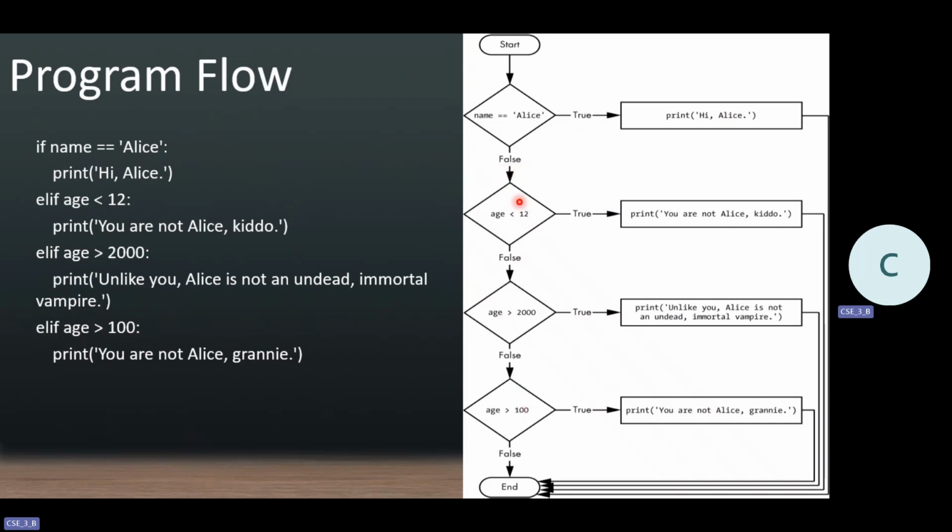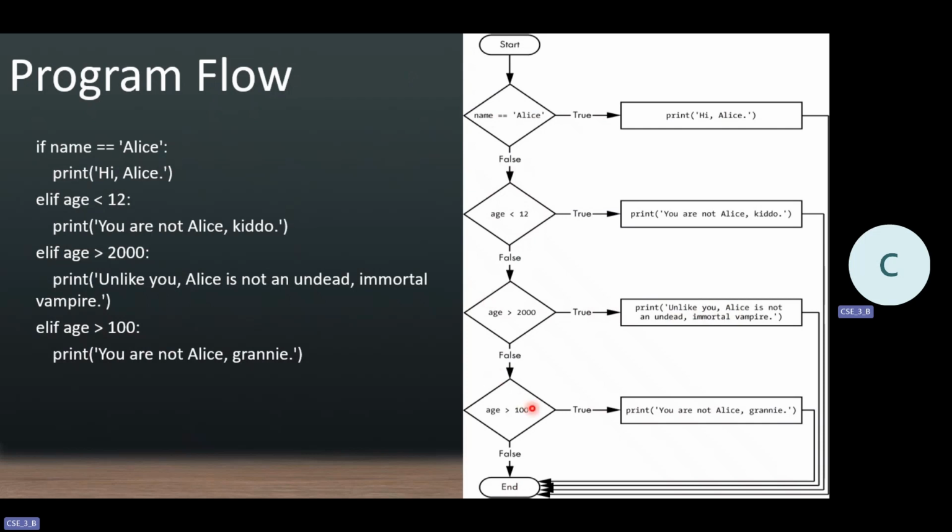Now if this is false, then we check this condition, that is age less than 12. If it is true, we print you are not Alice, this message, and then we reach the end. Again, if this becomes false, we check age greater than 2000. If it is true, we print this message, and then we come to the end.